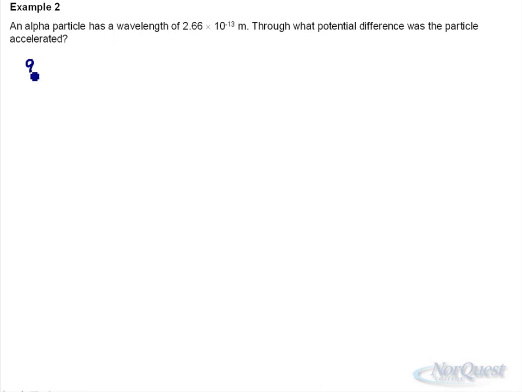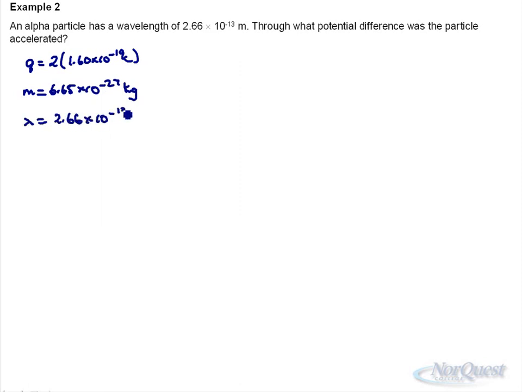An alpha particle has a charge twice the elementary charge off our data sheet. It has a mass of 6.65 times 10 to the negative 27 kilograms. It also has a de Broglie wavelength of 2.66 times 10 to the negative 13 meters.